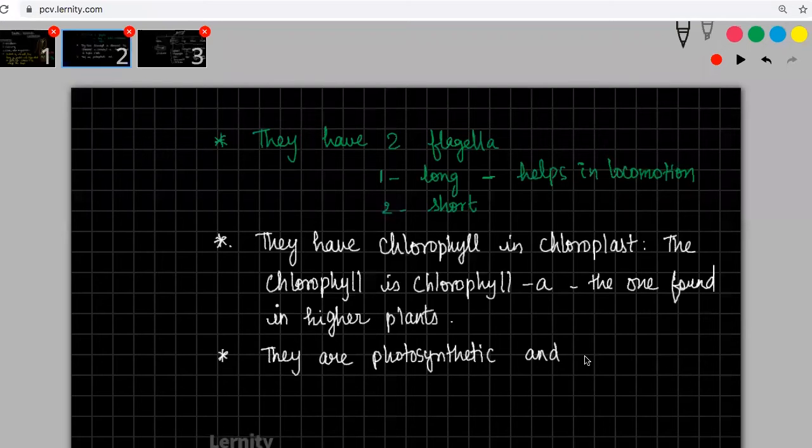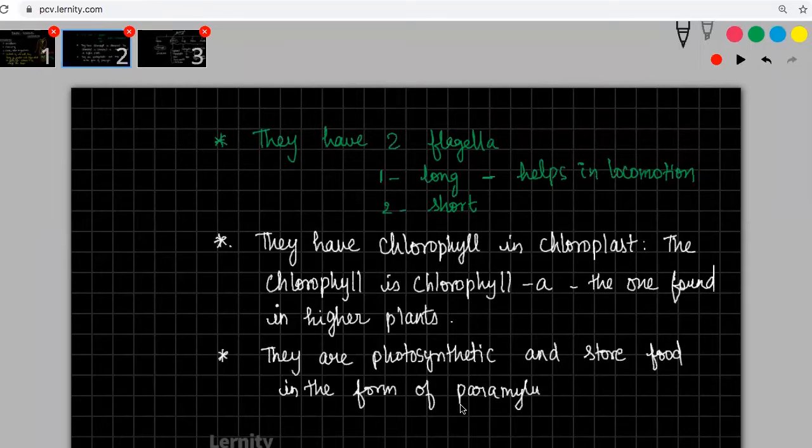And they store food in the form of paramylum. Plants and all will store food in the form of starch, but euglenoids will store the food in the form of paramylum.